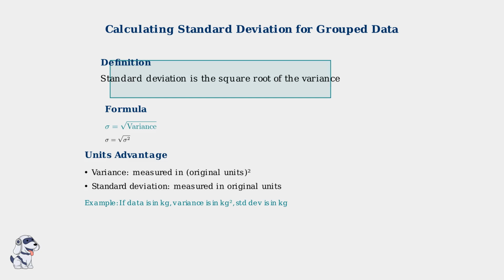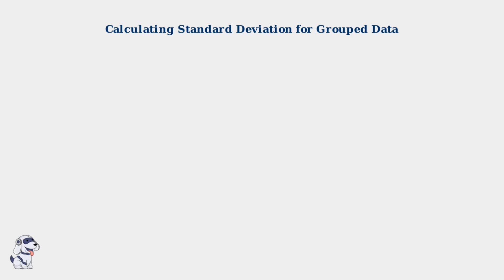Variance is measured in squared units, while standard deviation returns to the original units of measurement. For example, if your data is measured in kilograms, variance would be in kilograms squared, but standard deviation would be back in kilograms, making it much easier to interpret. Now let's demonstrate the calculation using a variance value from our previous section.